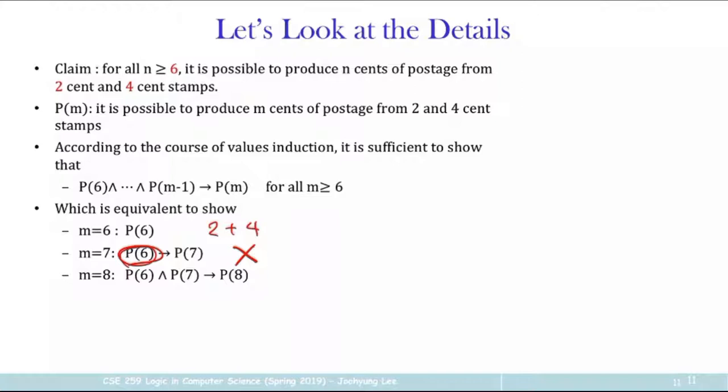What about the other cases? When m equals 8, this means P of 6 and P of 7. So we have two induction hypotheses. Among them, I'm going to use only P of 6. So P of 6 means assume 6-cent postage can be made. And can we create 8-cent postage? Yes, just add one 2-cent stamp. What about m equals 9? In this case, I will rely on this one. We assume that 7-cent postage can be made, and we can create 9-cent postage. Done. And this reasoning goes on forever.